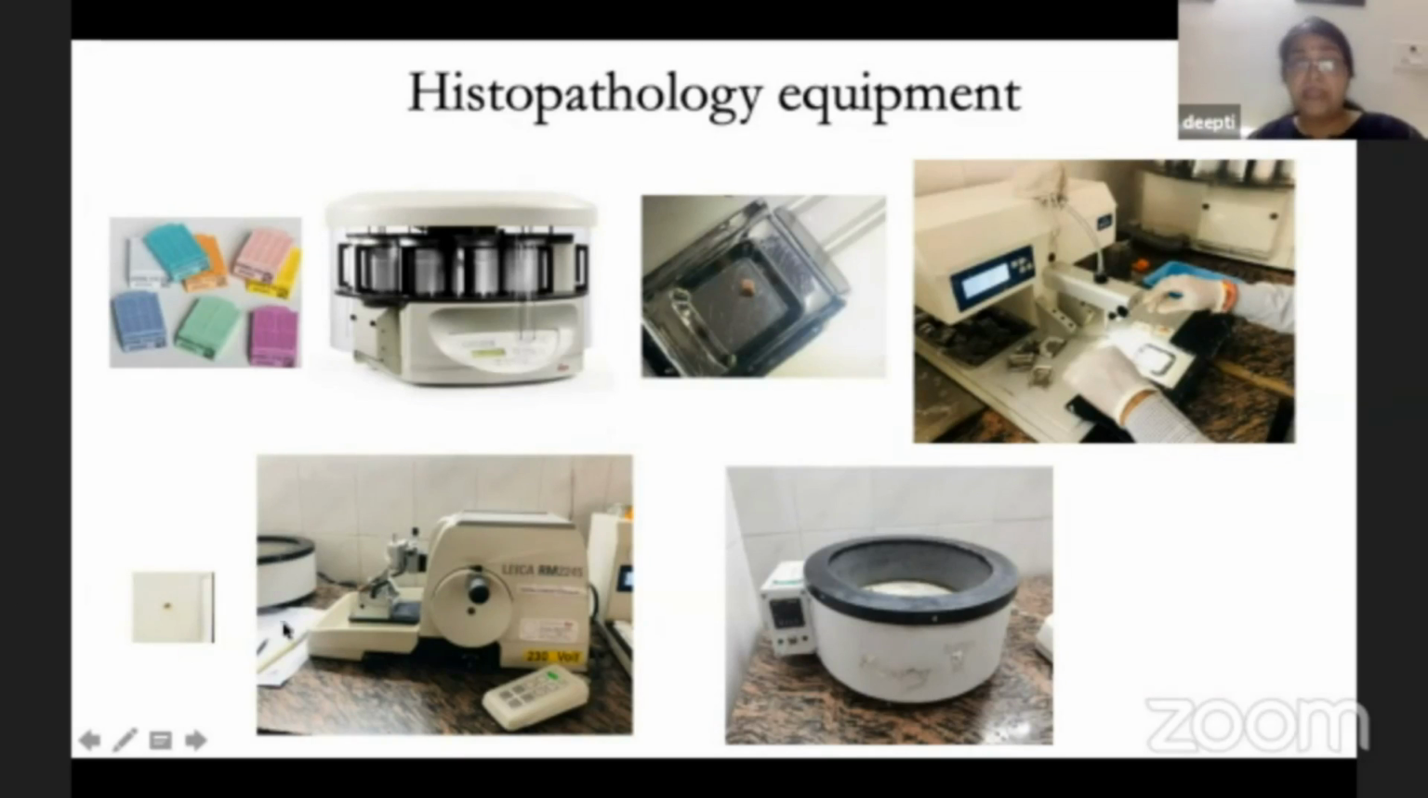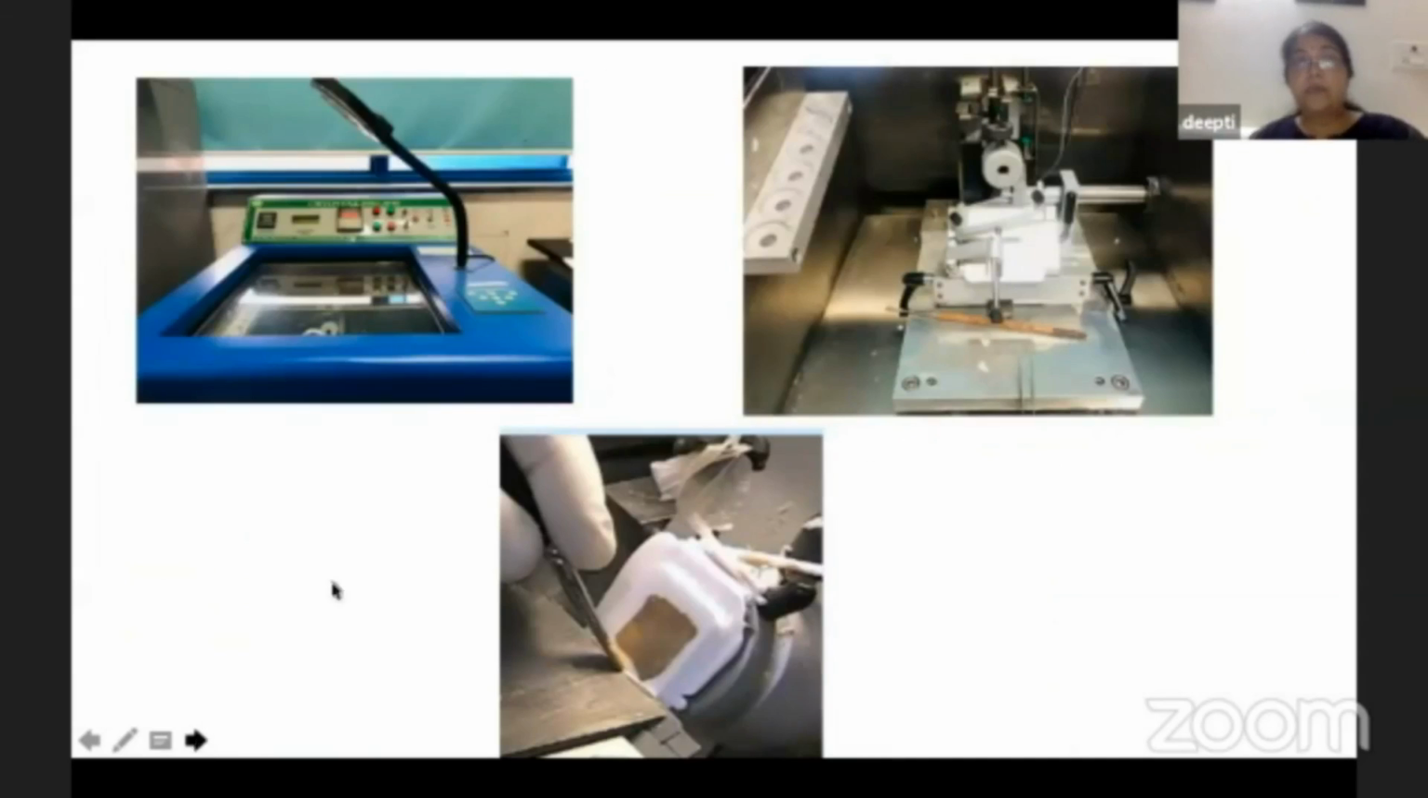And then it is cut with the help of a microtome. Finally, the sections are cut. This is a flotation bar where you pick up the sections on a slide. These few pictures are of a cryostat.